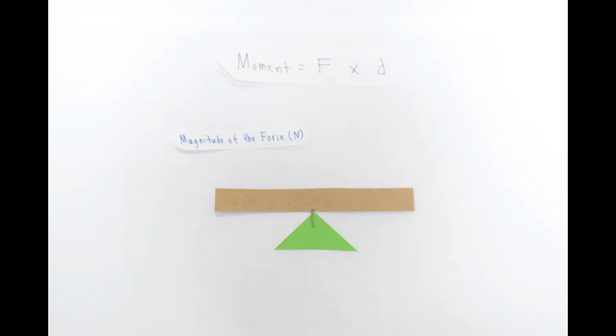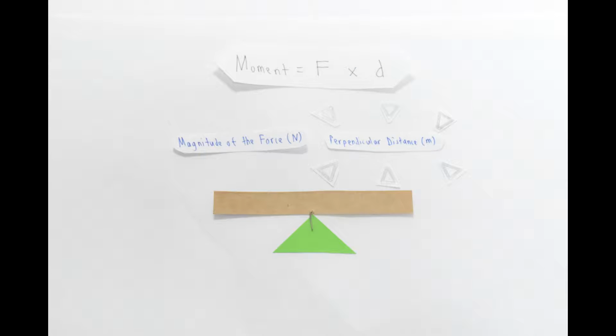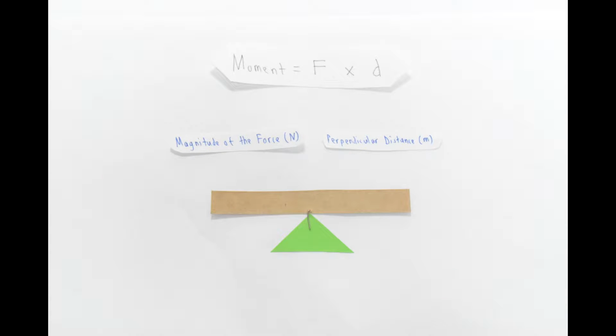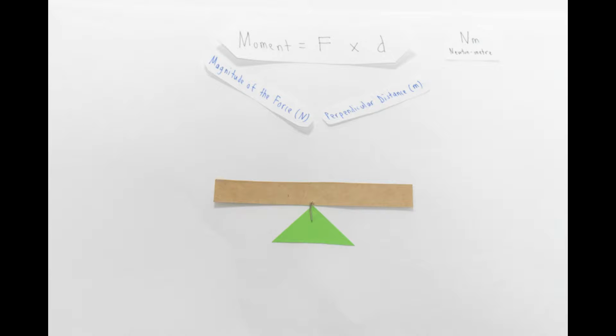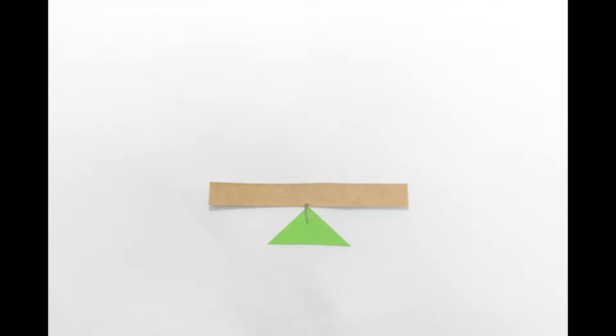F is the magnitude of the force on the body in newtons, and d is the perpendicular distance between the line of action of the force and the pivot point in meters. Together, it makes the SI unit Newton meter. Now what is the line of action and the pivot? We'll come to that later. But first, the magnitude of the force.